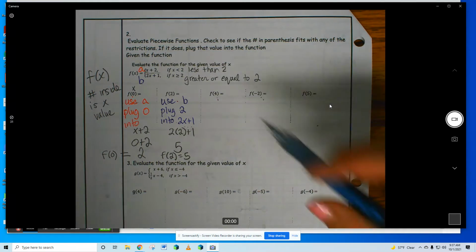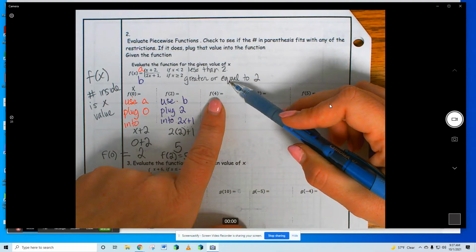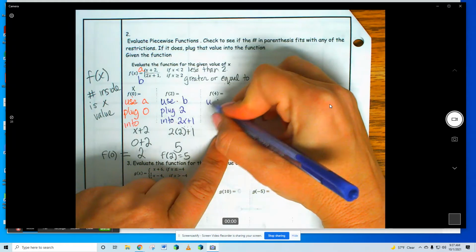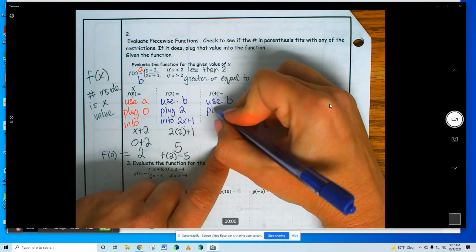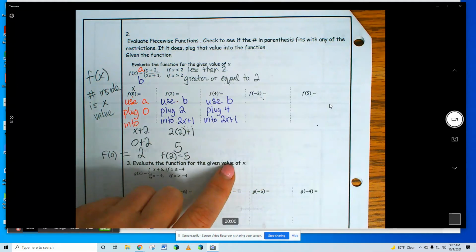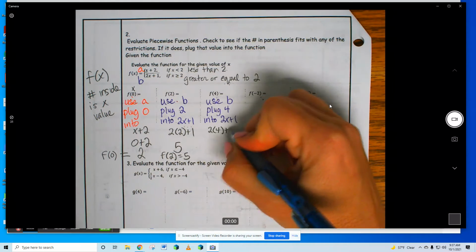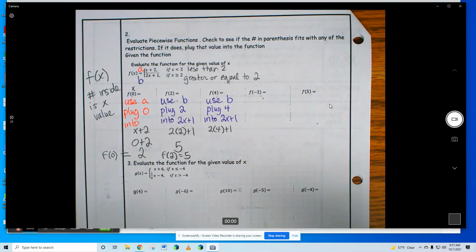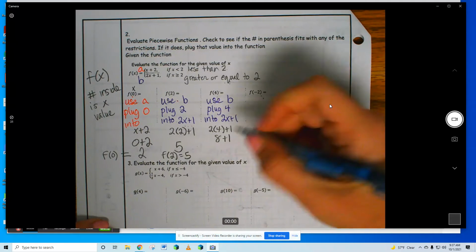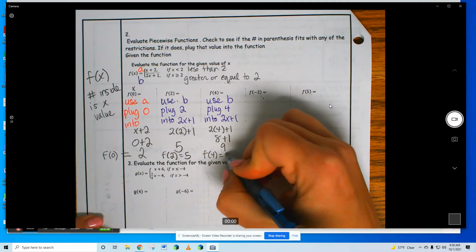All right, 4. Is 4 the top equation or the bottom equation? Is it less than 2 or is it greater than or equal to 2? Greater than or equal to 2. Use B. Plug 4 into 2x plus 1. 2 times 4 plus 1. 8 plus 1. 9. f of 4 equals 9.